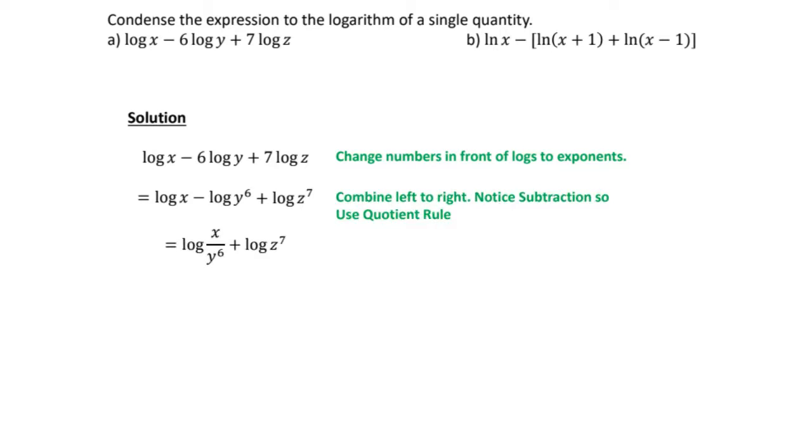I can apply my product rule. Now when I have two logs that have the same base that are being added to each other, I can multiply the inputs. So we have log of base 10, again, x over y to the 6 times z to the 7. We can simplify it a little bit so it looks nicer. Our final answer would be the log of x times z to the 7th divided by y to the 6th.